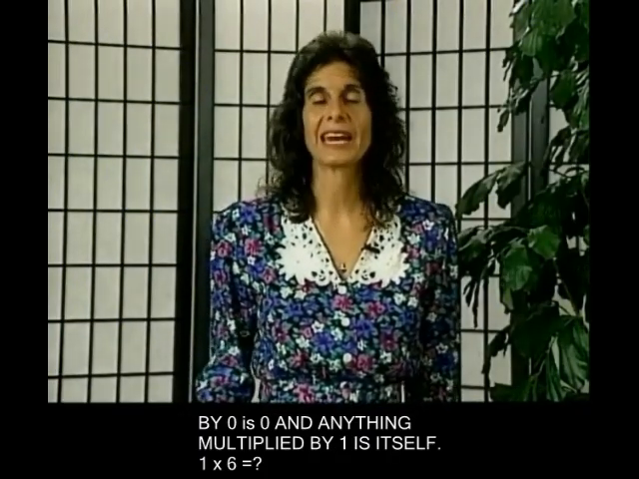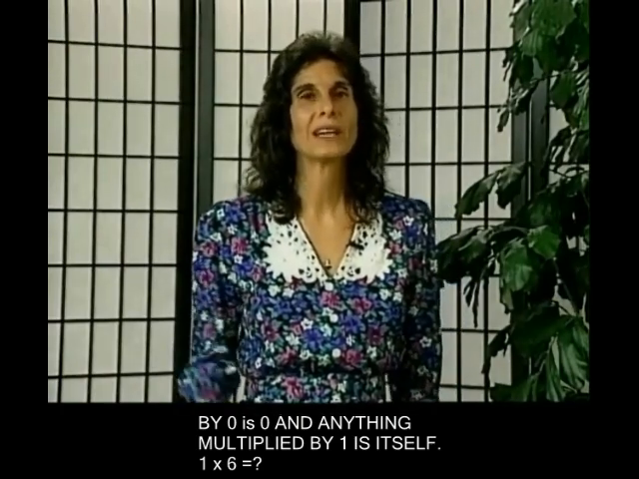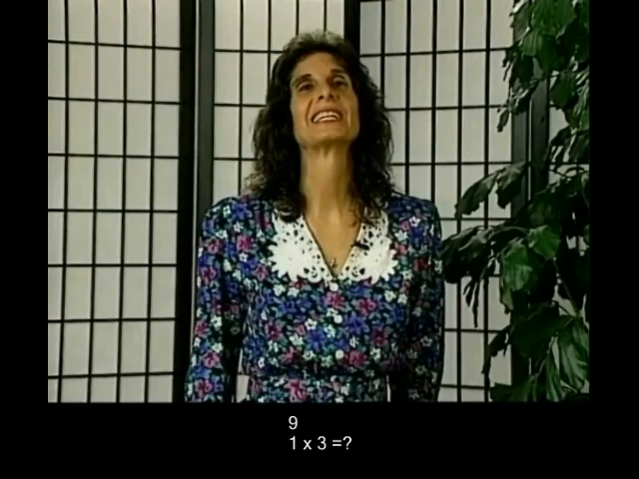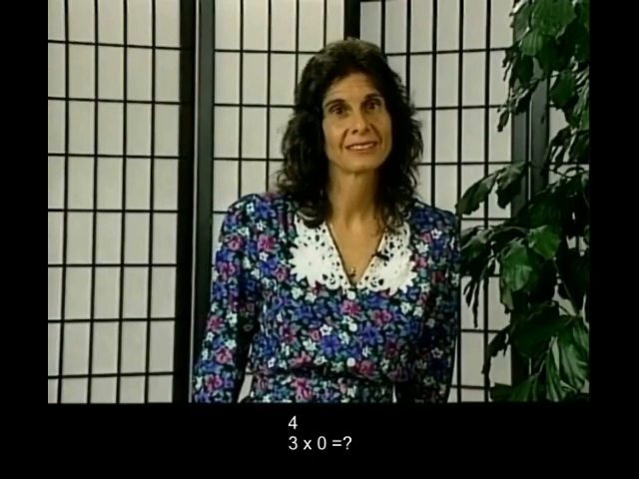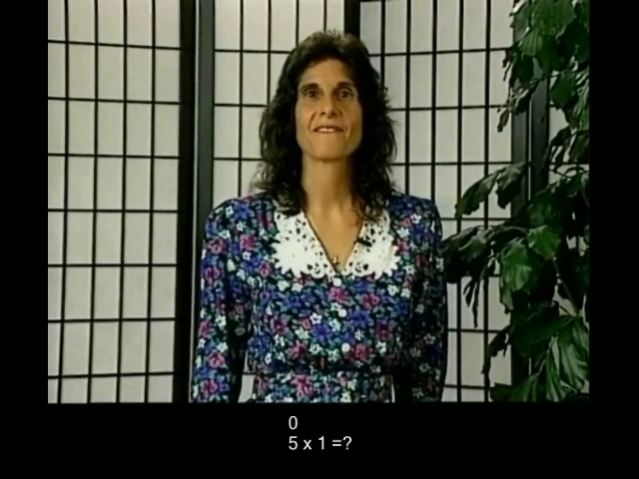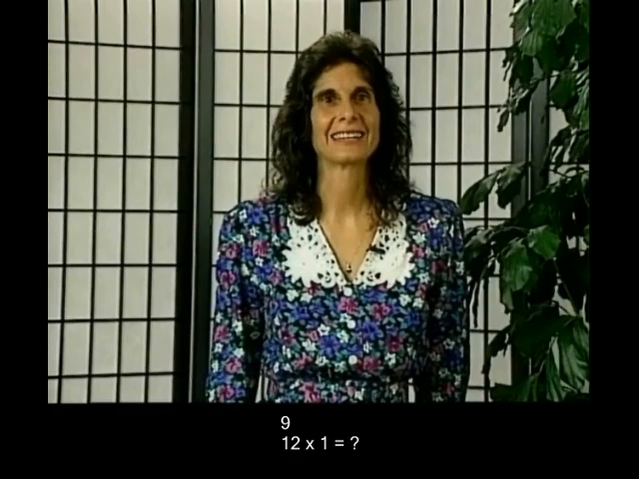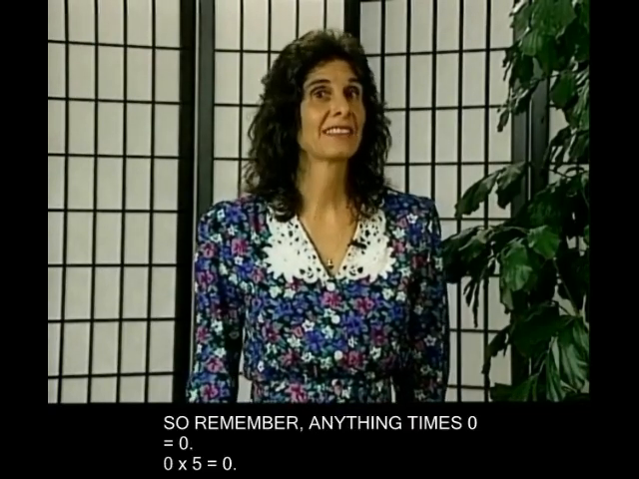Now let's have a little quiz. Remember, anything multiplied by 0 is 0, and anything multiplied by 1 is itself. 1 times 6 is 6. 1 times 12 is 12. 1 times 9 is 9. 1 times 3 is 3. 4 times 1 is 4. 3 times 0? 0. 5 times 1? 5. 11 times 1? 11. 0 times 0? 0. 0 times 8? 0. 9 times 1? 9. 12 times 1? 12.